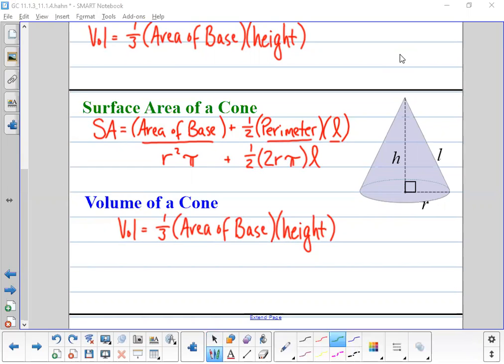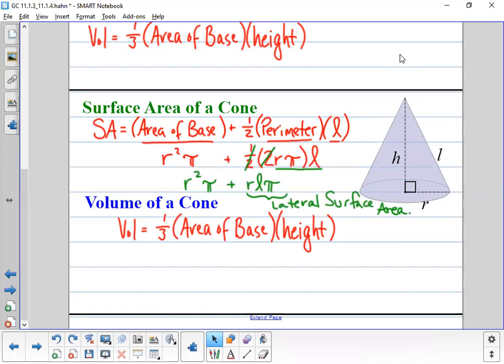Now, if we look at the second part here, I've got 1/2 times 2. So 1/2 times 2 is going to cancel itself out. And now all that I have remaining here is r times pi times slant height. So I can simplify down the surface area of my cone by calling it r squared pi for the area of the base plus r slant height pi for the lateral surface area. So this part here is going to be the lateral surface area. It makes it a little more streamlined for when you're finding it.